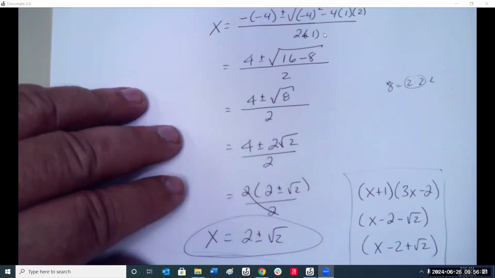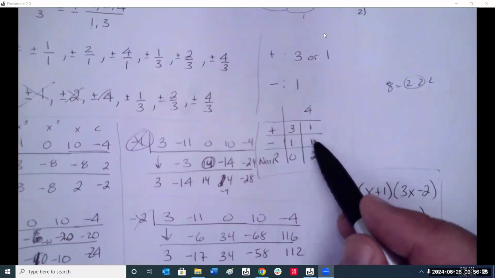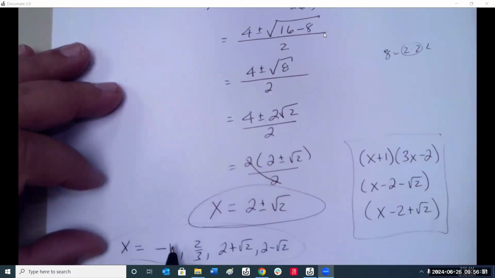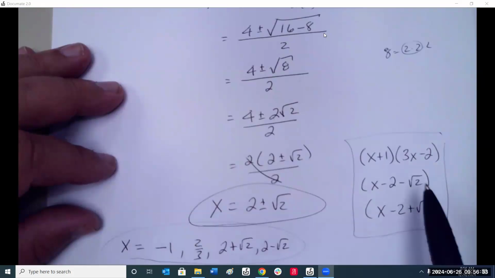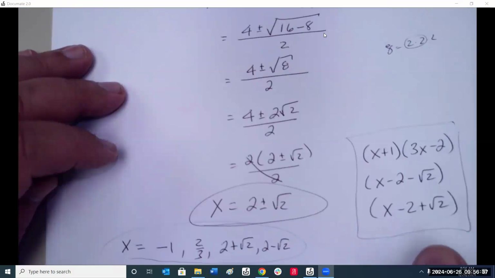Which satisfies our Descartes rule of signs. We have 1 positive, 1 negative, and 2 non-reals. Set those all equal to 0. These are our factors. All right. Now you're caught up.